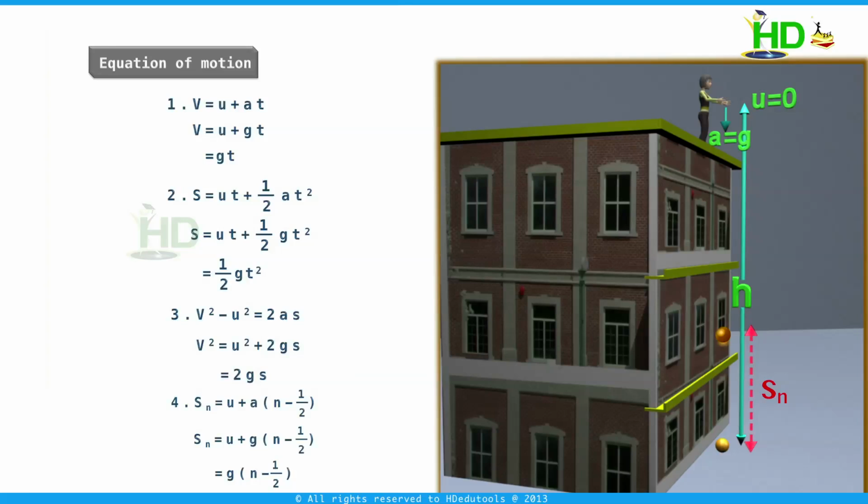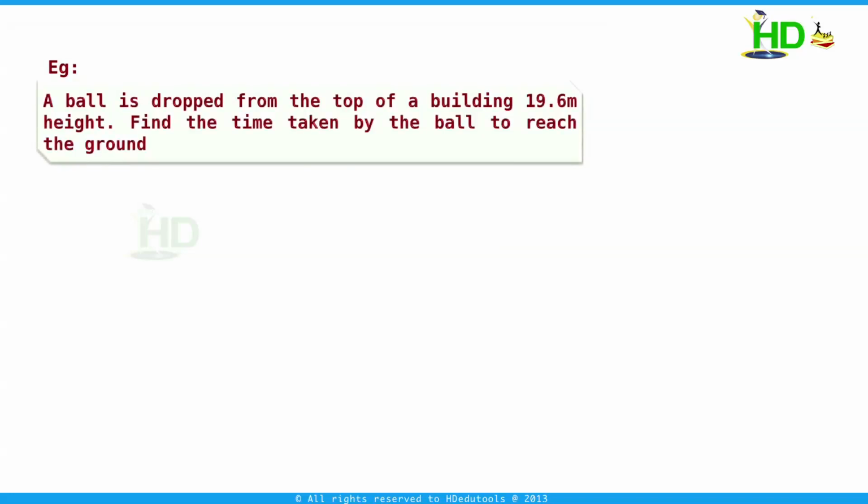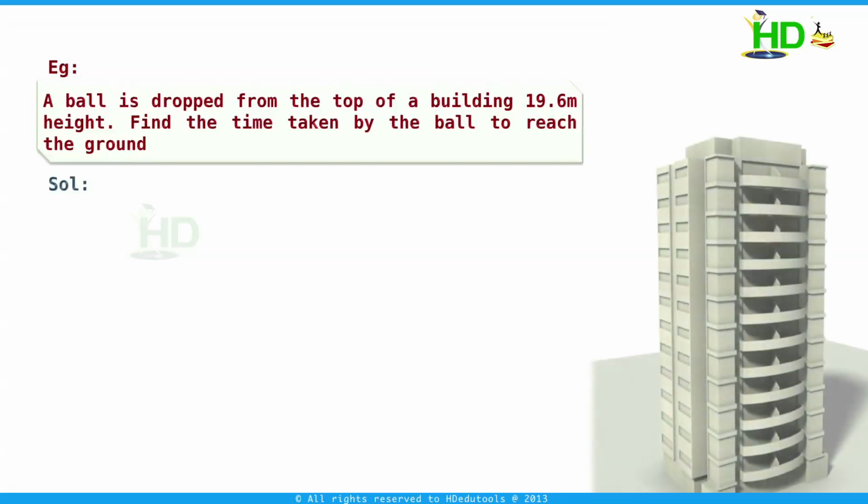Now related to freely falling body, we take some problems. A ball is dropped from the top of a building 19.6 meters high. Find the time taken by the ball to reach the ground. Now what is given in our problem? This is a building of height 19.6 meters. From the top of the building, a ball is dropped.